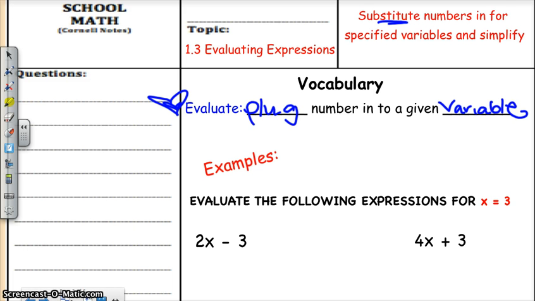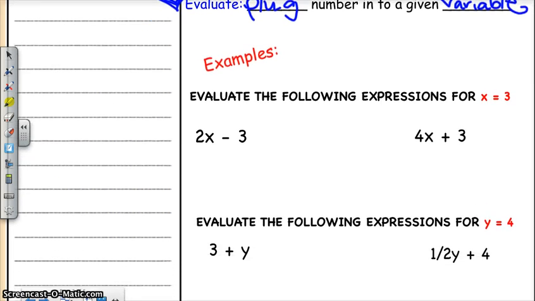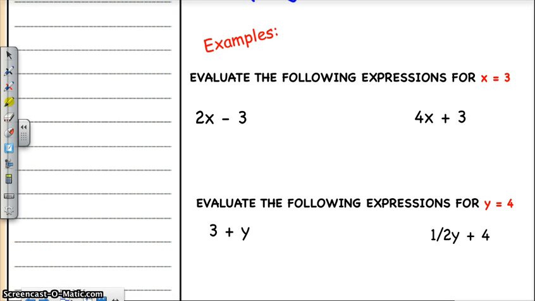Here's some examples. We want to evaluate the following expressions for x is equal to 3. That means wherever I see an x, I put the 3. I also need to know when I have numbers and letters sticking next to each other, it means multiply. That's something I need to know. So, I'm going to put this 3 right there, because that's where the x is.